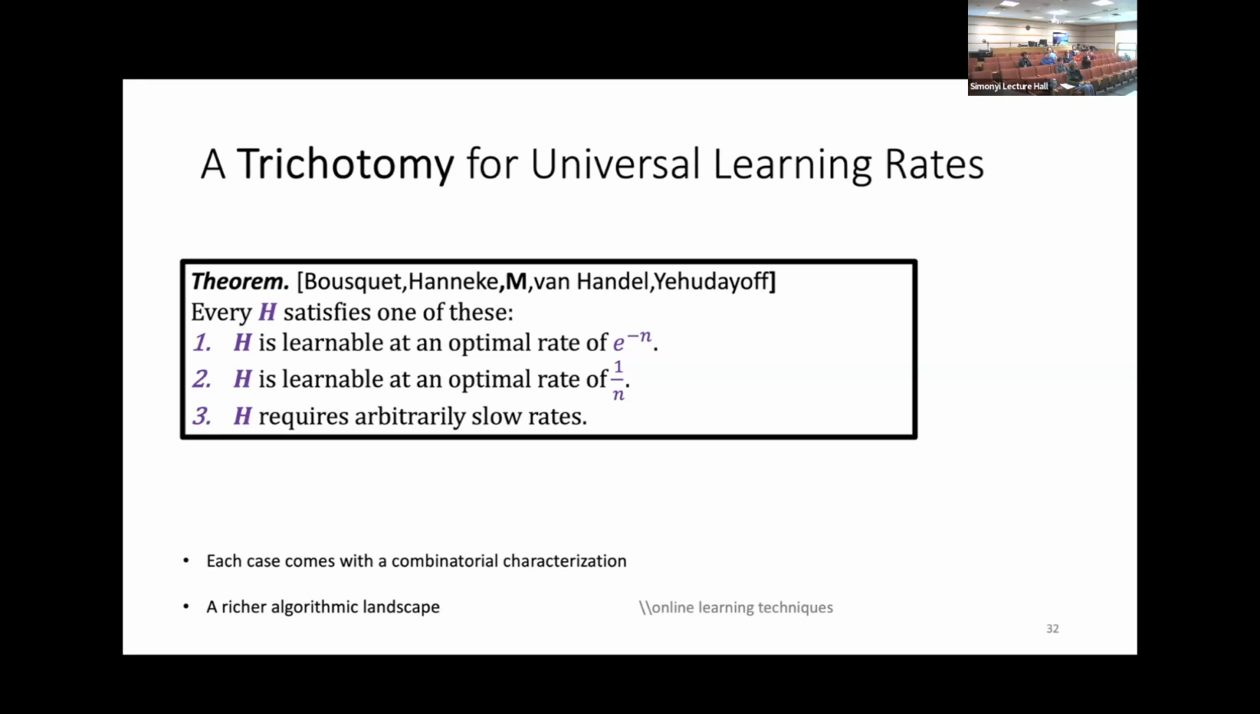So anyway, for point 3, the example is all functions. The class of all functions satisfies item number 3, and you could treat those as not learnable, if you will, because there is no rate for them.